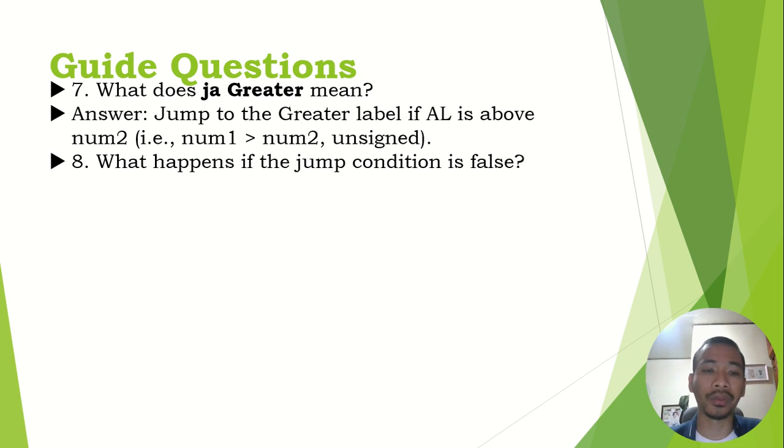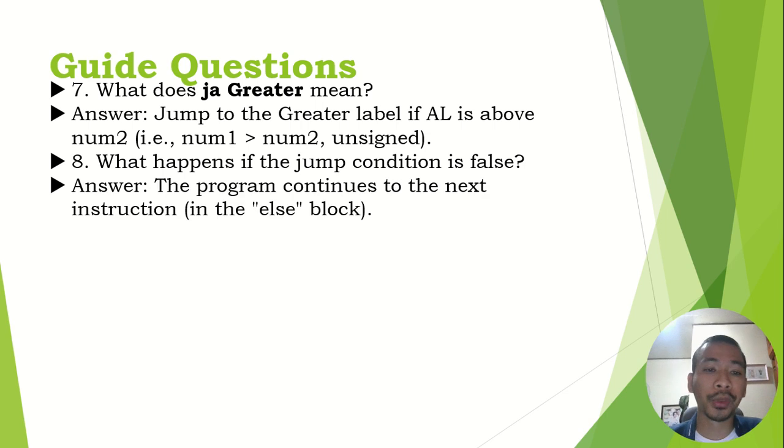What happens if the jump condition is false? For example, if num1 is greater than num2, and then you check the logic and it became false, what will happen? So the answer is the program continues to the next instruction or to the else block. It is the same logic as in other programming languages, in branching statements with if-else conditions.